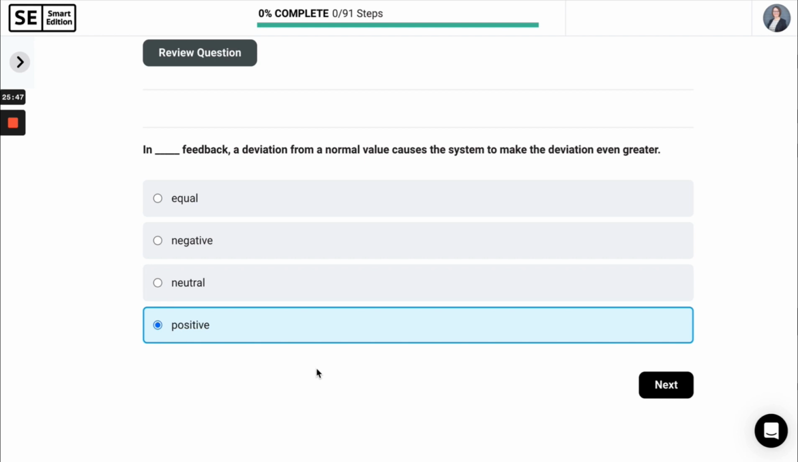Remember that the body has two feedback mechanisms, negative and positive, and that positive feedback is not homeostatic, and it's a deviation from normal. So right here in this question, you're getting that clue: deviation from normal, causing the system to make the deviation even greater. That's positive feedback, because negative feedback would be making the deviation not have an effect or having a very small effect.